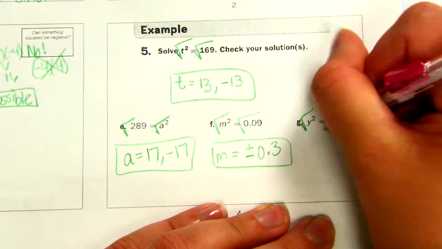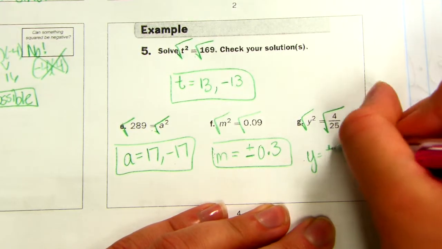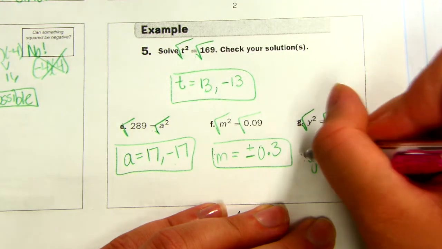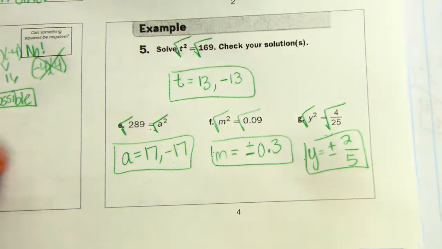Okay, square root. Y equals plus or minus square root of 4 is 2. Square root of 25 is 5. On to the back.